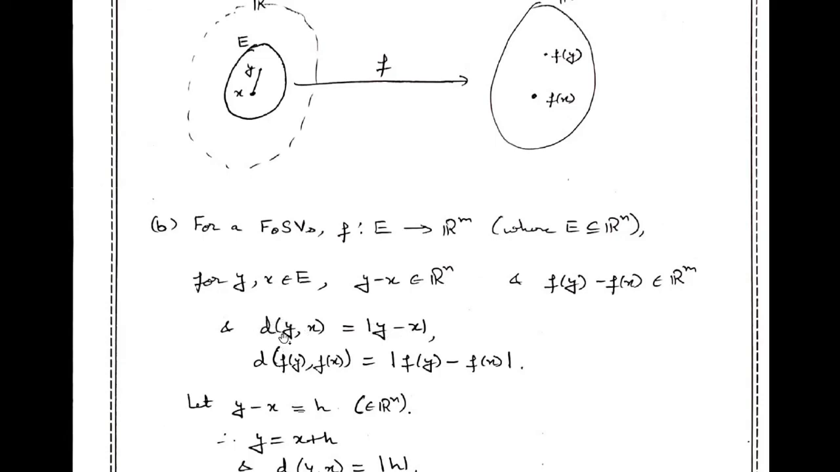So here this distance is nothing but the difference of y and x and their norm taken. So that is the distance between y and x, and the distance between the image points f(x) and f(y) will be, in a similar way, the norm of f(y) minus f(x). That is how we can have it.